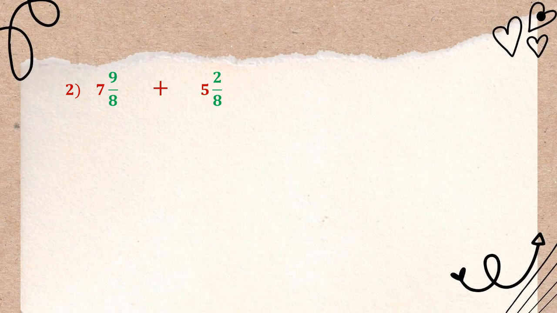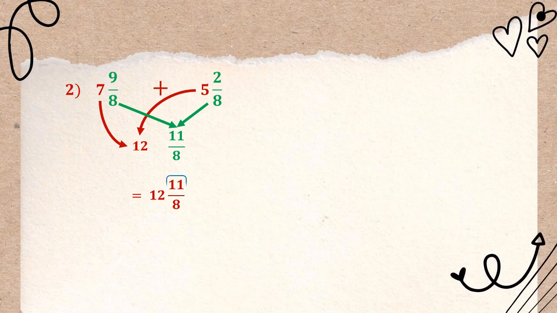Now let's look at the second example, 7 9/8 plus 5 2/8. As the first step we add the two whole numbers to get 12. We add the two fractions to get 11/8. Now looking at 11/8, the numerator is greater than the denominator and it's an improper fraction, which means we need to convert it into a proper fraction.